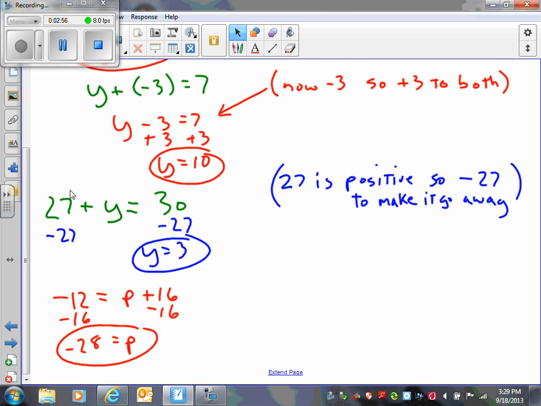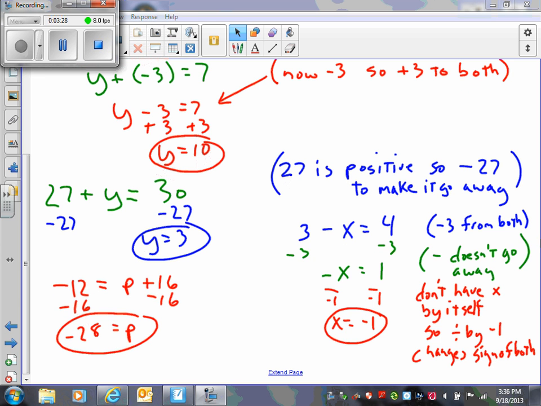If you have a number out here in front, no matter what it says right there, plus or minus, that is positive 27, so I need to subtract 27 to make it go away. 27 minus 27 is 0, that just leaves y. 30 minus 27 is 3. If I have negative 12 equals p plus 16, I've got to subtract 16 from both sides. Negative 12 minus 16 is negative 28.